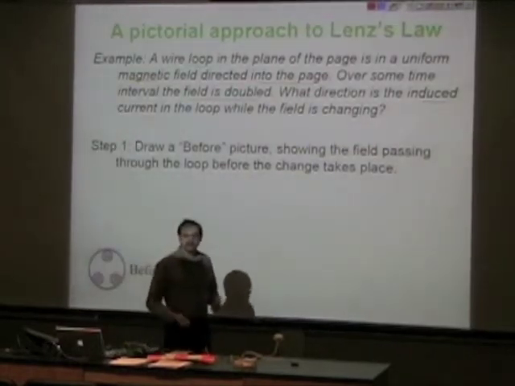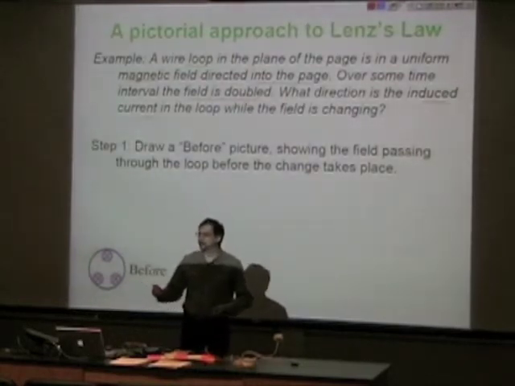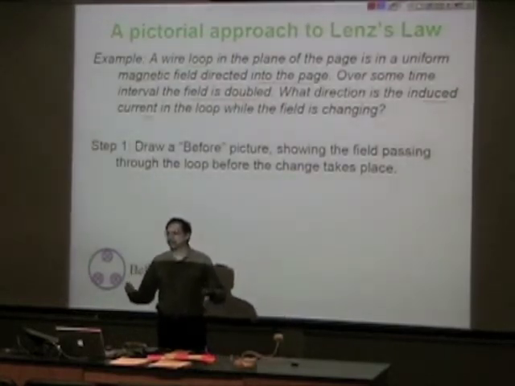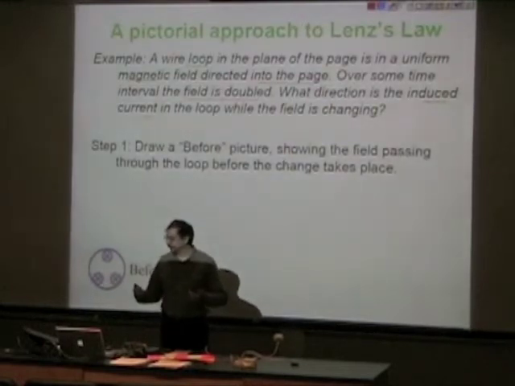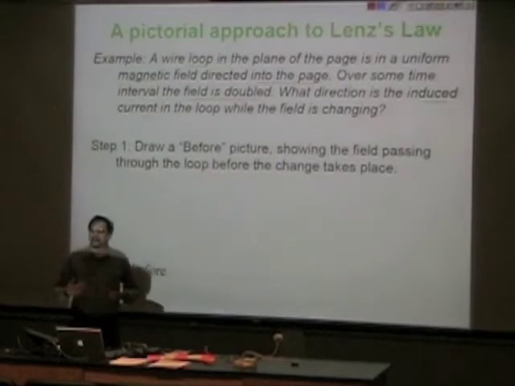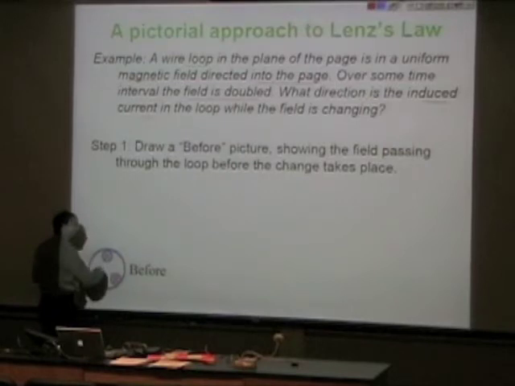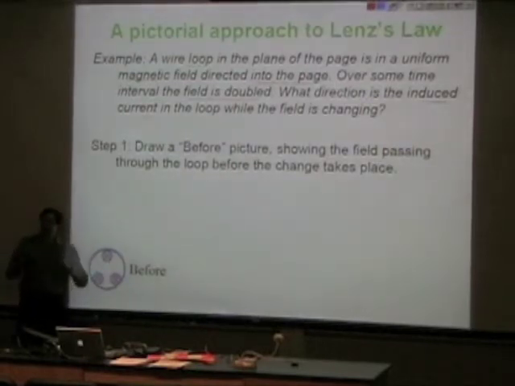The location of the magnet, the location of the loop, the orientation of the magnet relative to the loop, the motion of the magnet relative to the loop. Right? All these things tell us something about the direction of the magnetic field and the magnitude of flux at the location of the loop. And that's the first picture which we always draw when analyzing a situation like that.